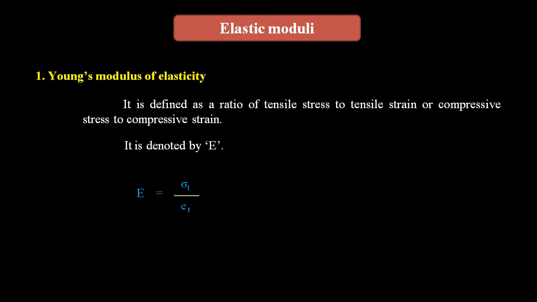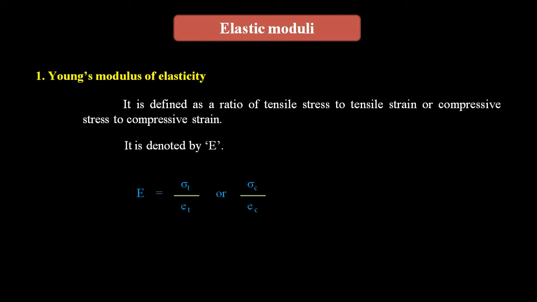Okay, this is one equation, and we can also express it in the form of compressive stress and compressive strain. So it can be written as sigma C divided by epsilon C, that is, compressive stress divided by compressive strain. Okay, so this is Young's modulus of elasticity, which is the ratio between tensile stress to tensile strain or compressive stress to compressive strain.